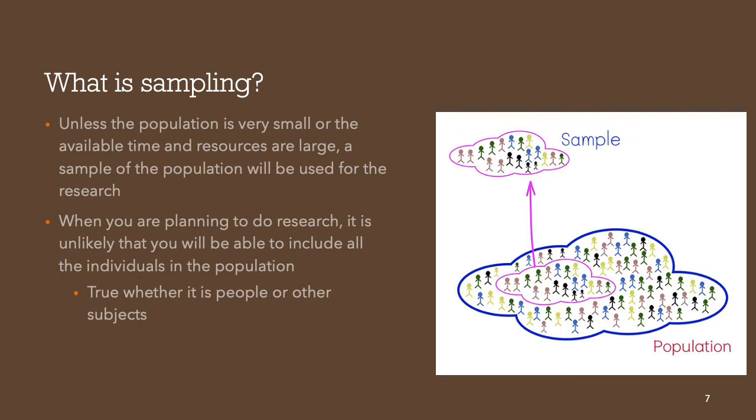Once you've figured out who your population is, then comes the sampling part. And sampling really is just dealing with the reality that unless you have a lot of time, or maybe your population is really small, or you have tons of resources, there's no way you're going to be able to talk to everybody in your population. If you do talk to everybody in your population, that's what we call a census. So if you've heard of the term census before, that's when everybody in the population is spoken to.